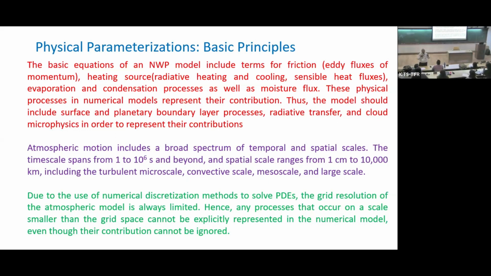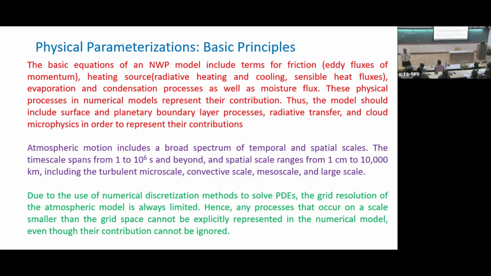These cannot be represented because they are not resolvable. At the same time, you can't ignore their effects. For example, you can have several thunderstorms within that 40 kilometer by 40 kilometer square, right? If you say, I forget about all non-resolvable scales and I deal only with resolvable scales, then obviously you lose a lot of useful information.